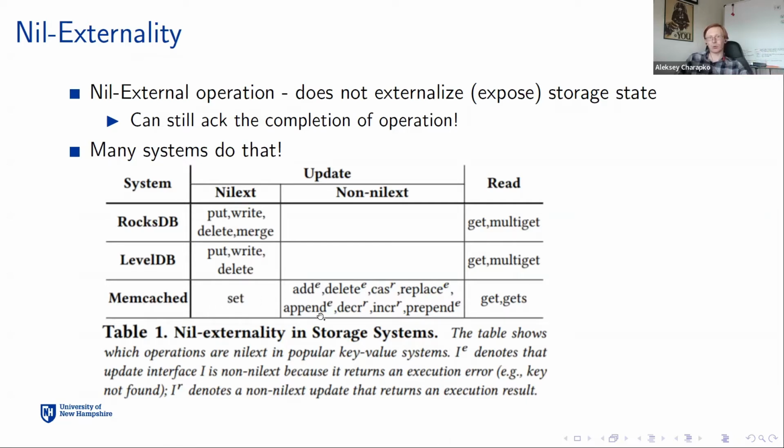Memcache has a lot of other write operations that are not nil-externalizing, meaning that they do expose some state. For example, the delete operation may expose an error of a key not being found in the system. The fact that you tell that the key is not found is the state. So the delete is not nil-externalizing. Obviously, read operations, by definition, expose the state. So they're in their own separate category. They're never nil-externalizing. Is this clear so far, or maybe I'm going too fast?